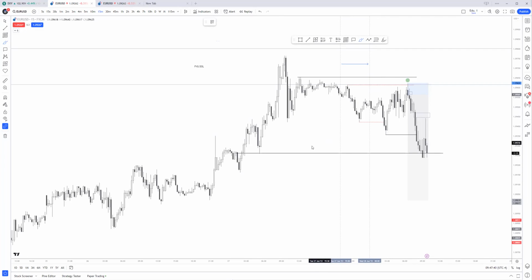Study this, because everything I've taught you before is leading up to this, and everything that we've learned to this point is given weight by understanding time and price.